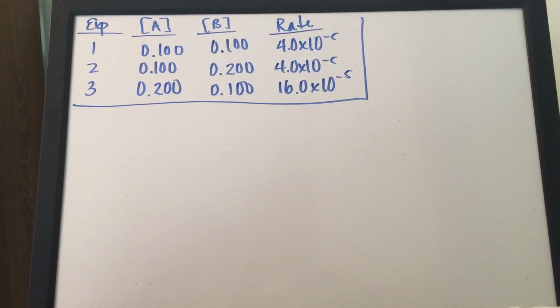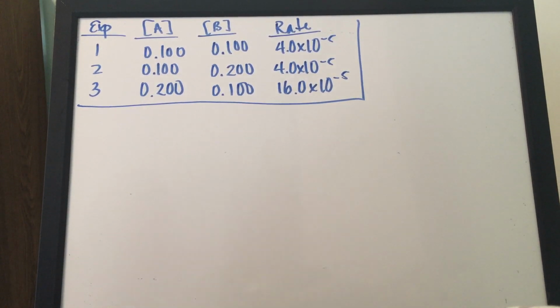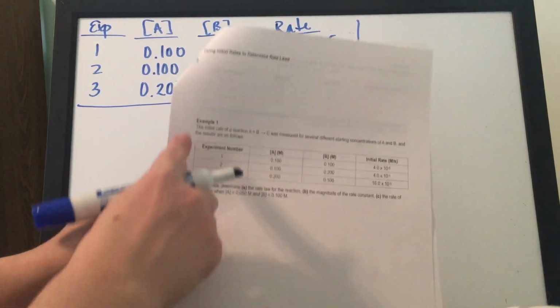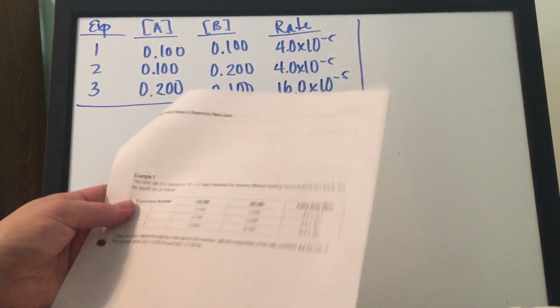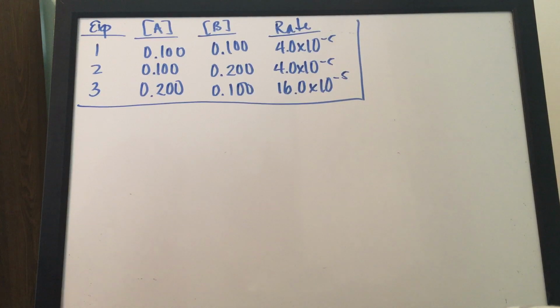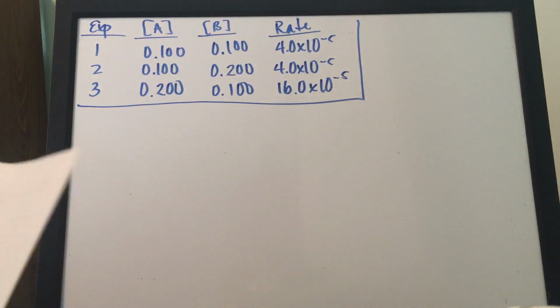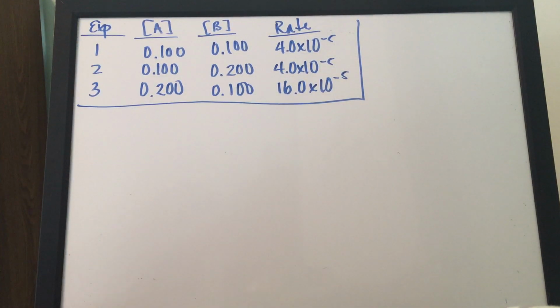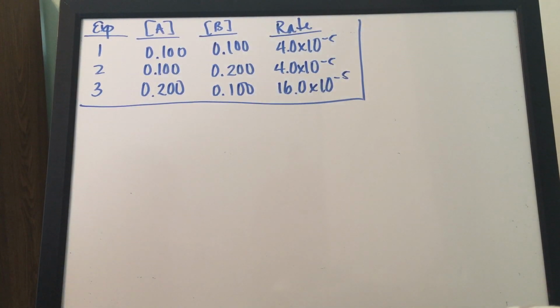So here we go. Here's my problem. If you hadn't figured out before, we're on example 1. The problem says the initial rate of a reaction A plus B yields C was measured for several different starting concentrations of A and B, and the results are presented here in this table. Using the data, determine 3 things. A, the rate law for this reaction. B, the magnitude of the rate constant. And C, the rate of the reaction when A is equal to that given concentration and B is equal to that given concentration.